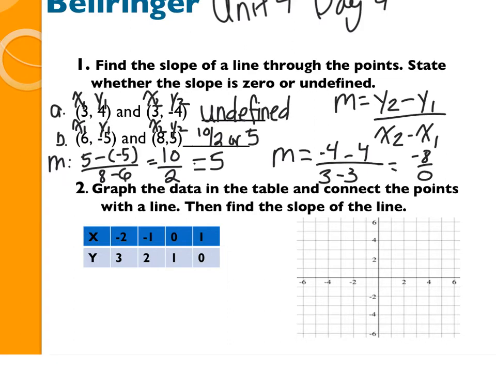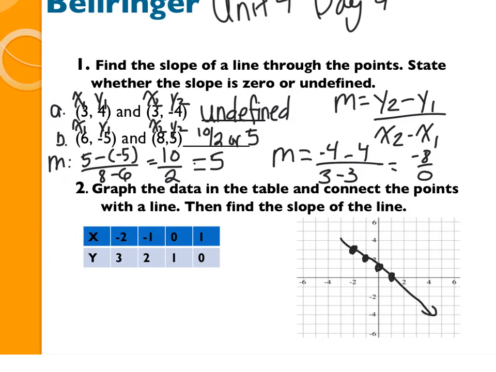Graph the data in the table and connect the points with the line. Then find the slope of the line. So I'm going to graph my points. So negative 2, positive 3, negative 1, positive 2, 0, 1, 1, 0.